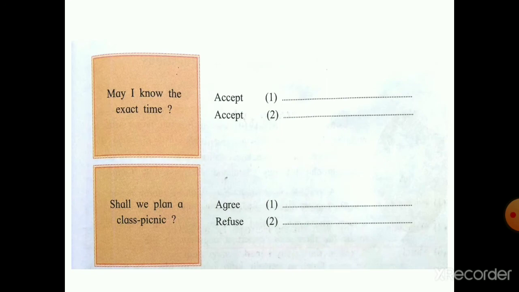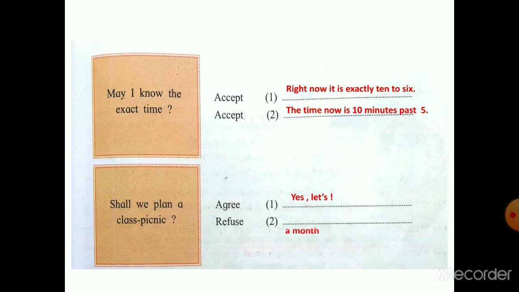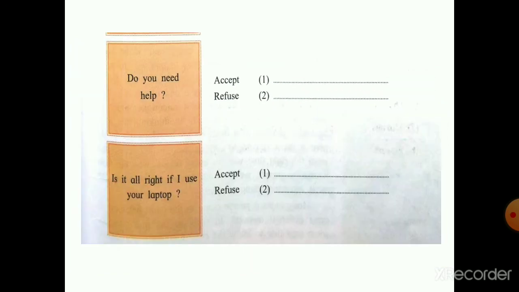Then, may I know the exact time? This is the third question. In acceptance you can say, right now it is exactly 10 to 6, and the next one is, the time now is 10 minutes past 5. The next question, shall we plan a class picnic? Whenever you agree you have to say, yes, let's. And if you have to refuse, I am going to my native place for a month. Do you need help? Next question. In acceptance you can say, yes please, or to refuse, it's alright, thank you, I can manage.